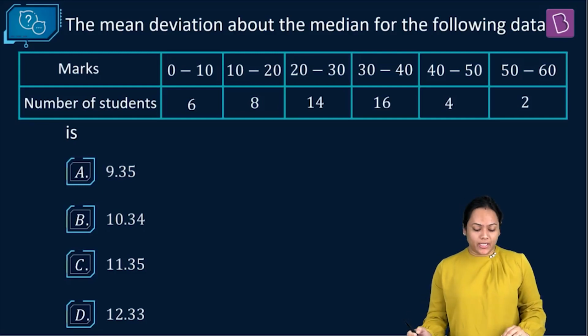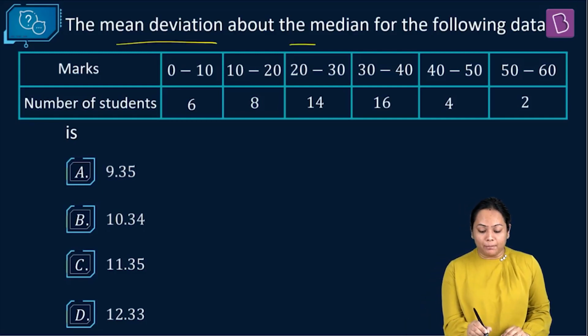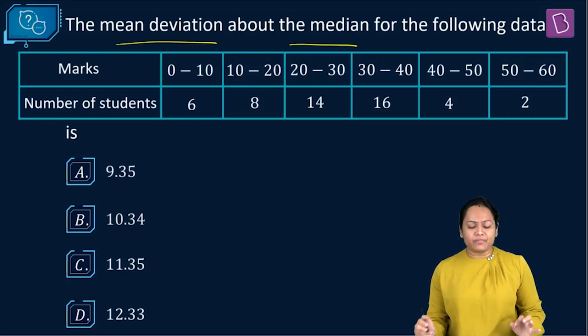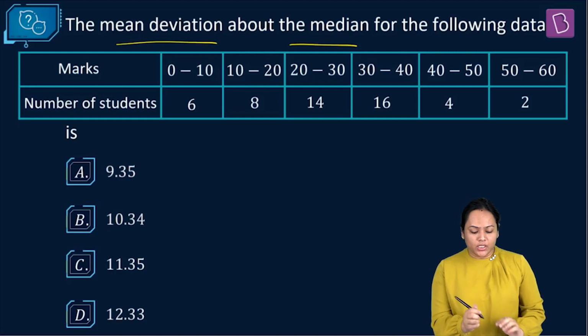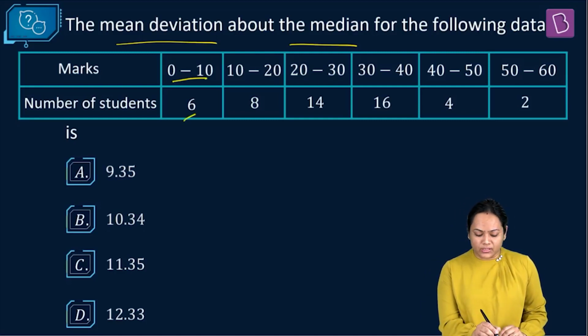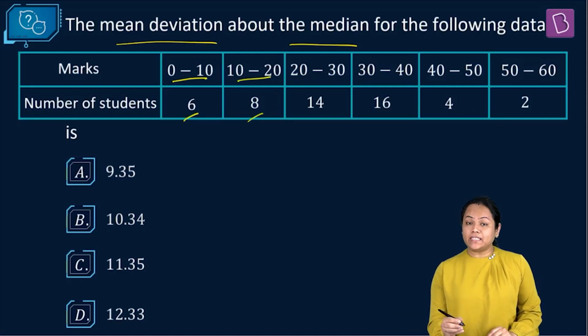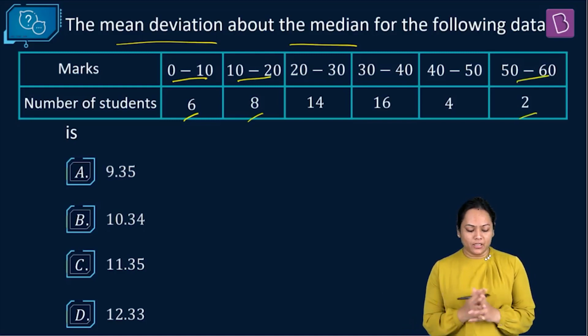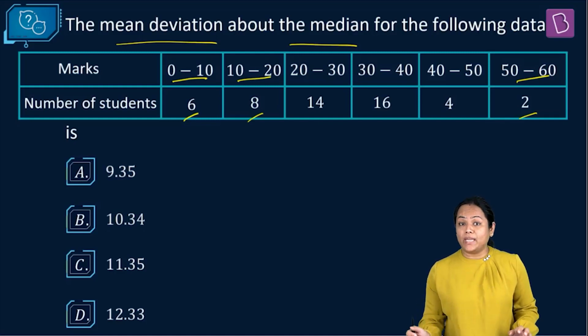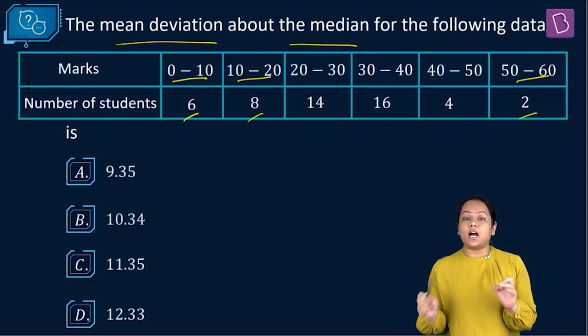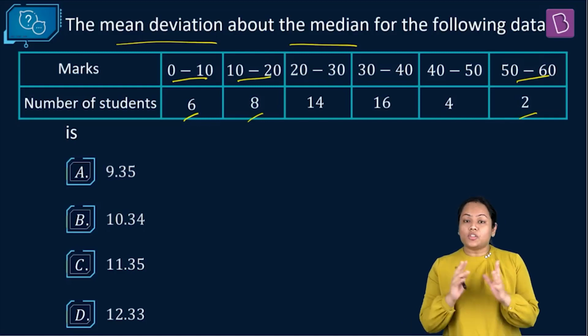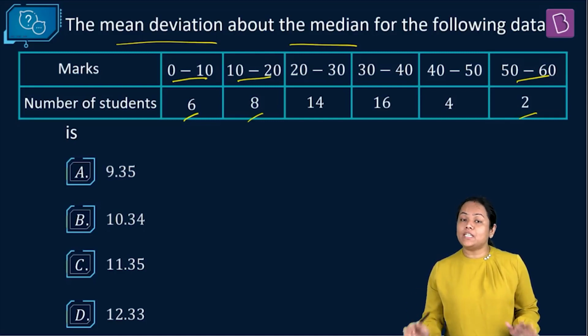Well, in this question, they have asked the mean deviation about median for the data. They have given us marks in a continuous range. So, marks 0 to 10, corresponding number of students is 6. Then, marks 10 to 20, corresponding number of students is 8. And similarly, till the last part, that is, if marks are between 50 to 60, there are only 2 students in this case. So, number of students definitely will give you the frequency, but what is changing here? The marks. They have not given us the exact value, they have given us the range. So, this will be the question of continuous frequency distribution.